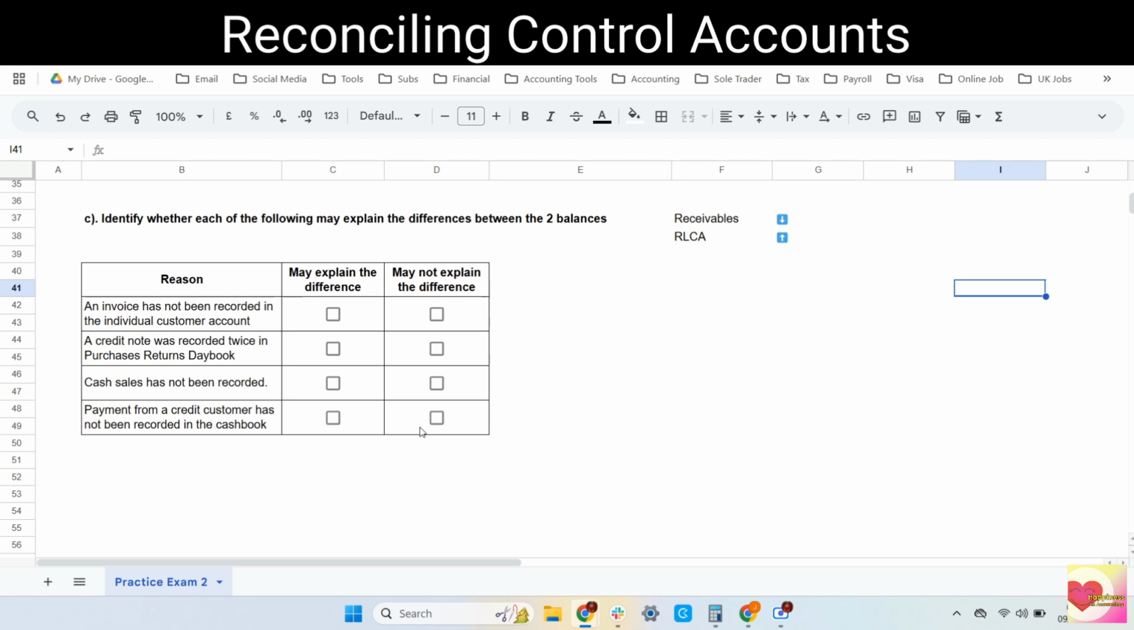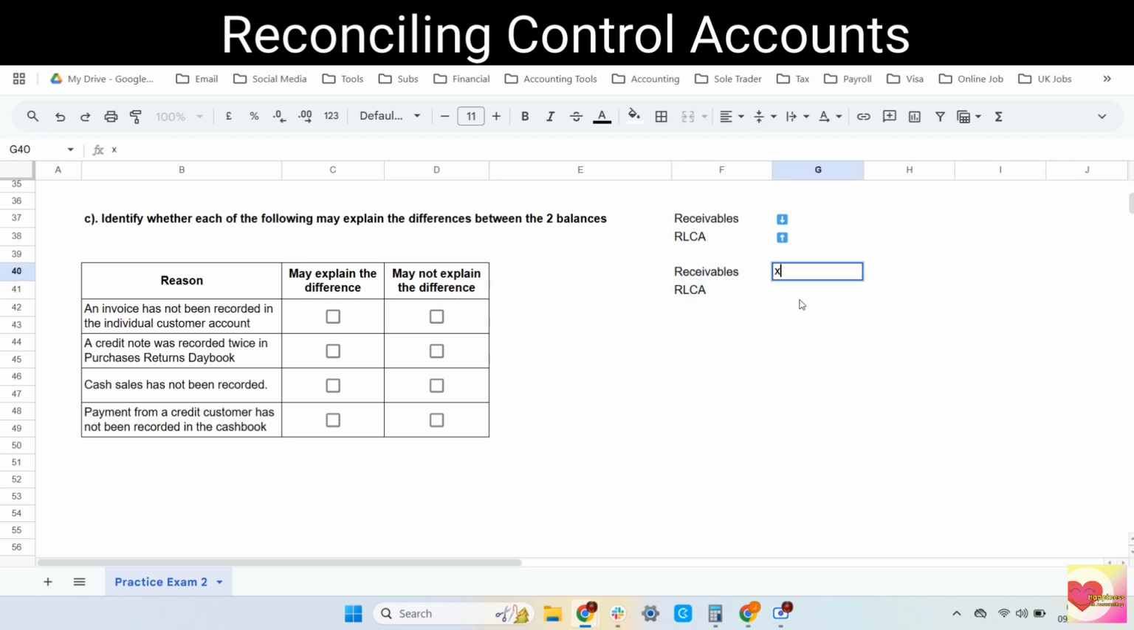So let's go back to our first question. An invoice has not been recorded in the individual customer account. An invoice should be recorded in both receivables and RLCA. In this case, we did not record anything in the receivables, but we have recorded the invoice amount in RLCA. So it means our RLCA will be higher and our receivables will be lower. So this may explain the difference between the two balances.